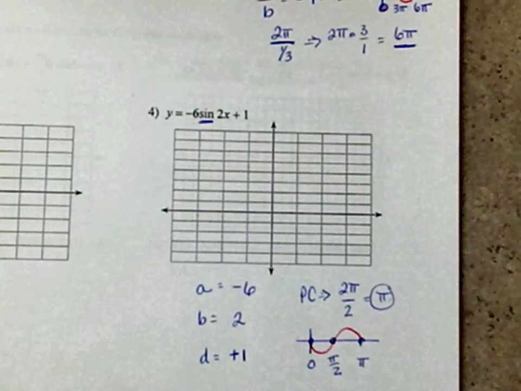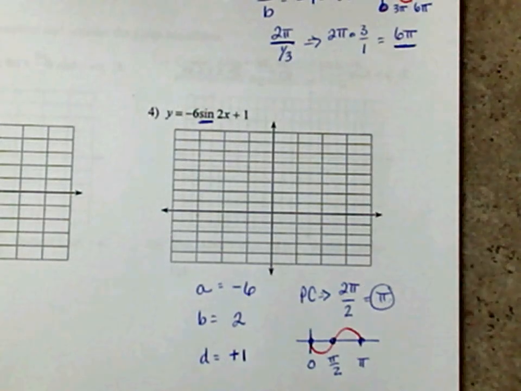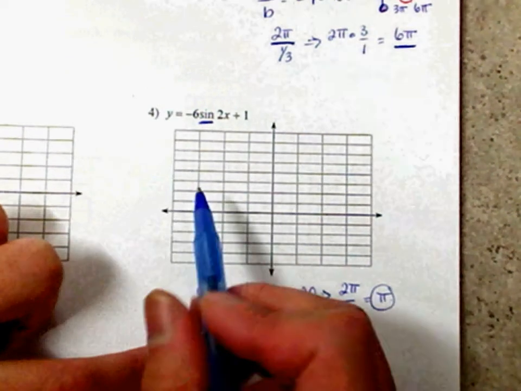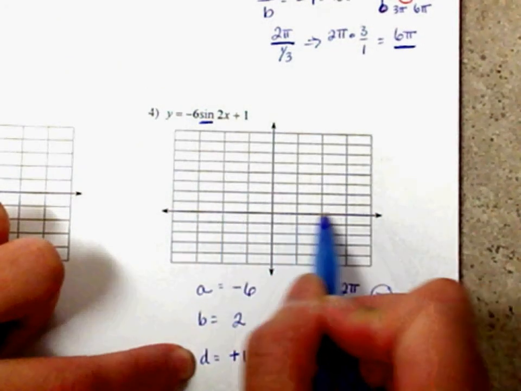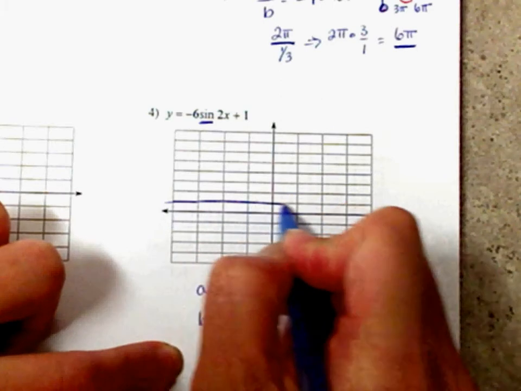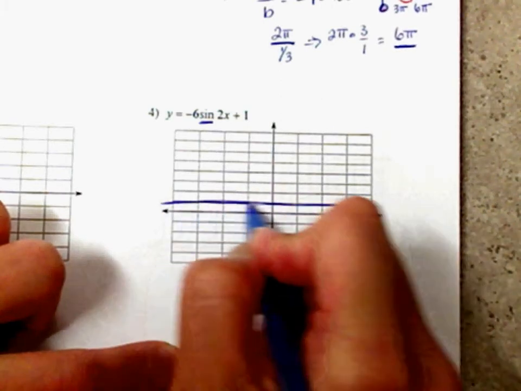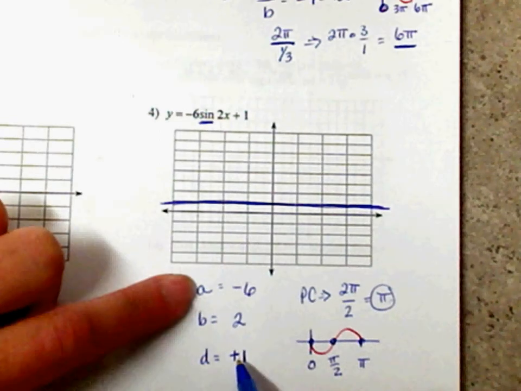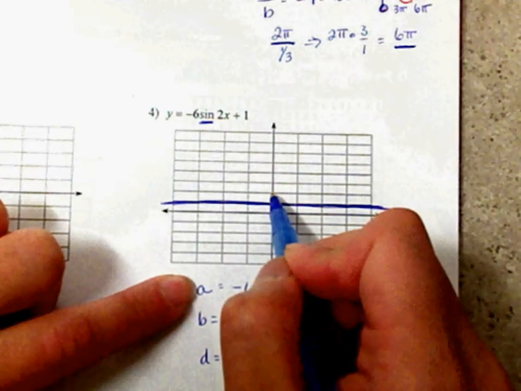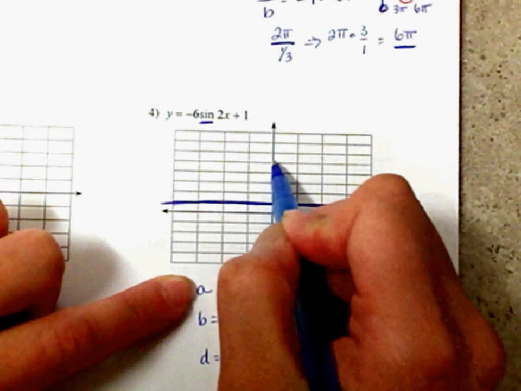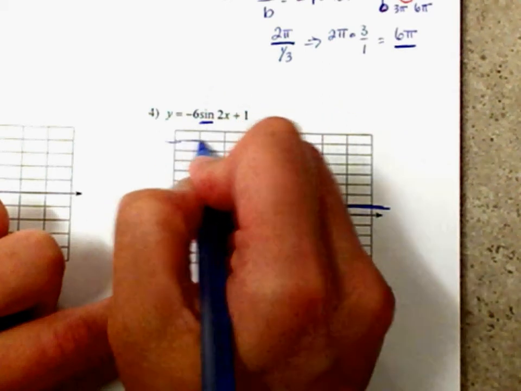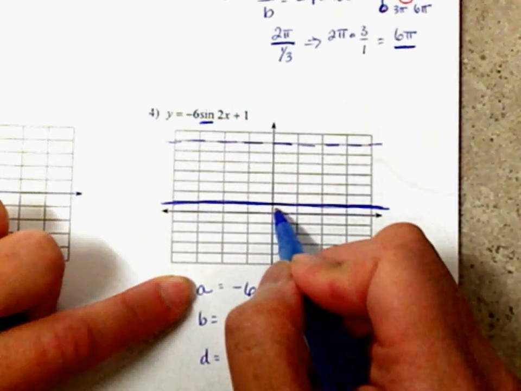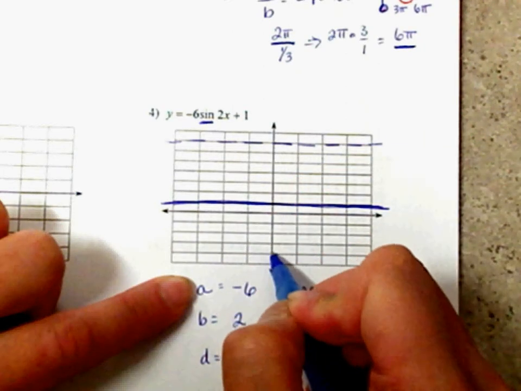Now let's go and label a few things and do our graph. Start with the D. Here is your x-axis. We're going to go up 1. Draw your really thick line up 1, okay? Our A is -6, so I'm going to go up 6. 1, 2, 3, 4, 5, 6, and draw your dashes. That's going to be my maximum. Go down 6. 1, 2, 3, 4, 5, 6. There's your other dashes.